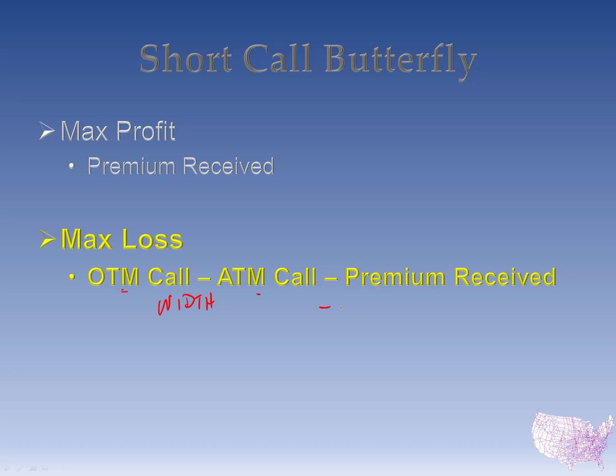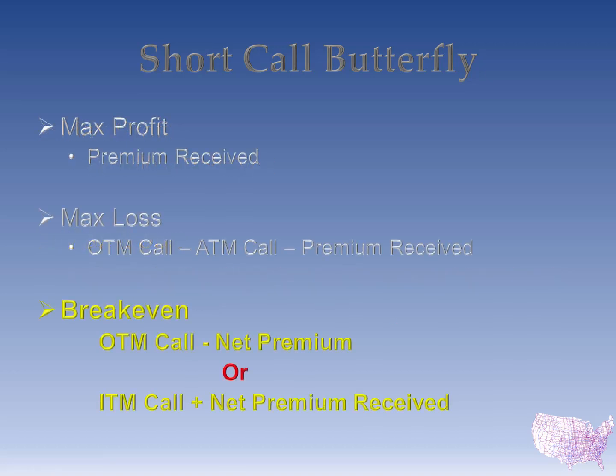So in our example, we collected a credit of $3. We were using the 47.5s, the 52.5s, and the 57.5s. The width from 42.5 to 57.5 is $5. Premium was $3, so our max loss is the $2. We have 2 break evens. Why? Because the market can't go in both directions at the same time.